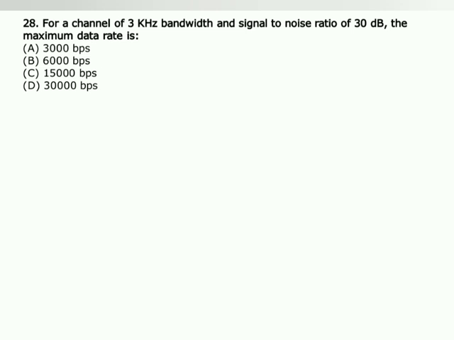For a channel of 3 kHz bandwidth and signal to noise ratio of 30 decibels, the maximum data rate is. So we need to find out the maximum data rate. There are two types of formulas here for finding the maximum data rate. We have to find out whether it is a noisy channel or a noiseless channel. Here we have signal to noise ratio, that means it is a noisy channel. For a noiseless channel, the formula is different. So we'll see this question in detail here.